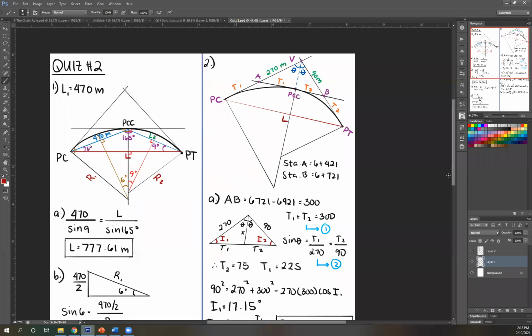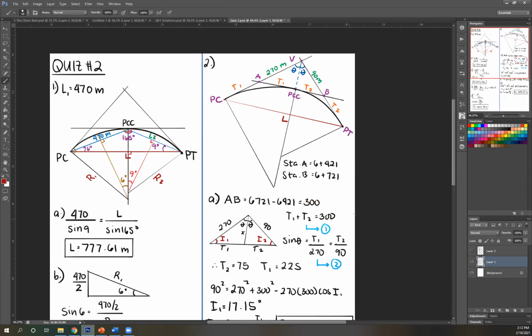First of all, I'm given station A and station B. Station A is 6421, station B 6721. If I get the difference between those two stations, I can get this length right here. So AB is equal to 6721 minus 6421, that's 300. So the length of this is 300. And not just that, that is your T1 plus T2. So T1 plus T2 equals 300. You have your first equation.